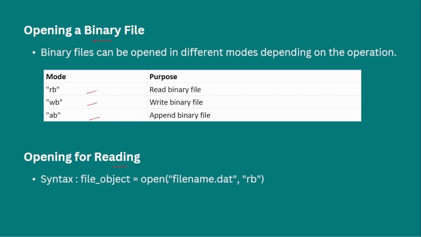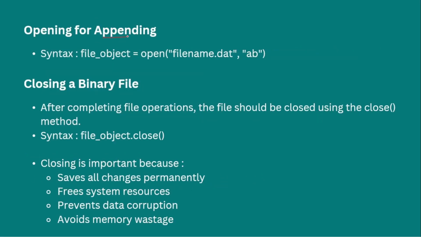Opening for reading. In case we are opening the file for reading, we say open file name dot dat in read binary mode. Opening for appending. Here we are opening this file name dot dat in append binary mode. We want this file to be appended. Next is closing a binary file.